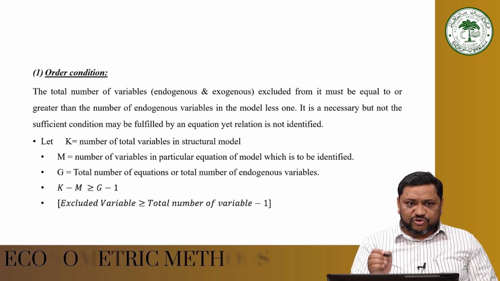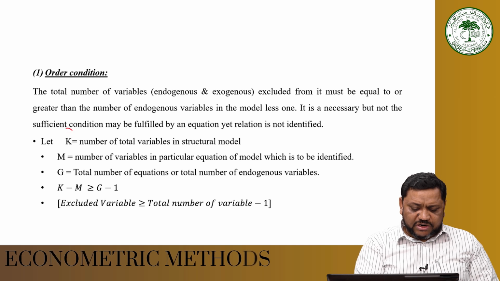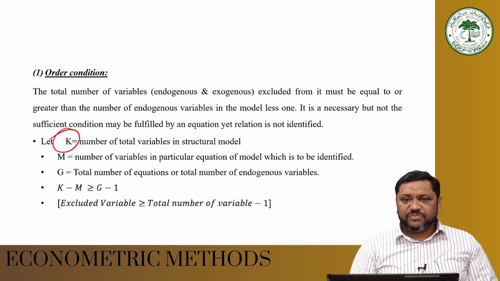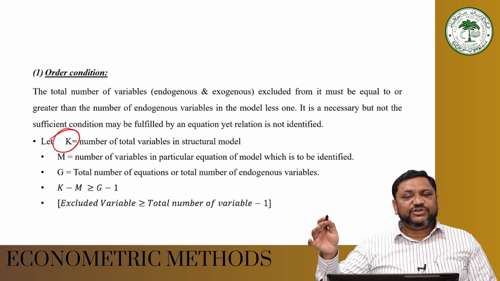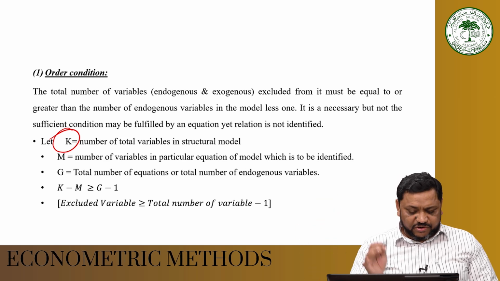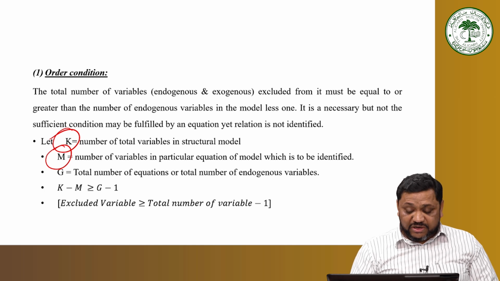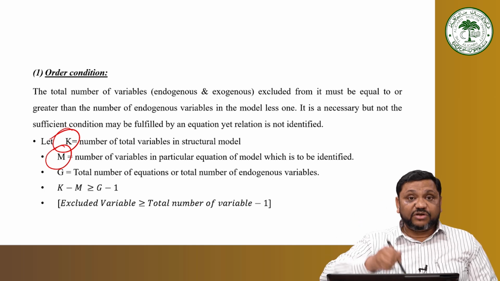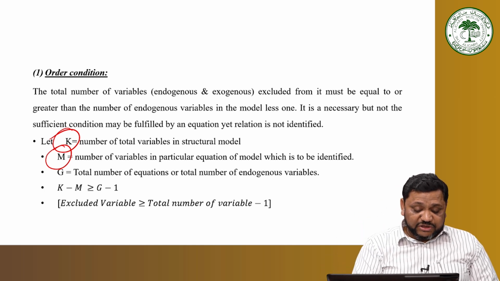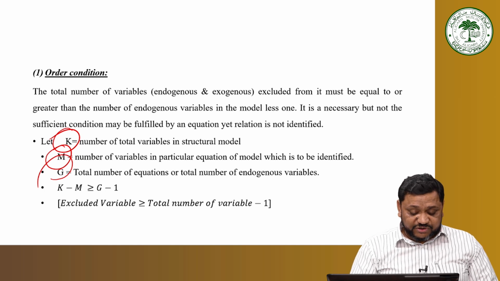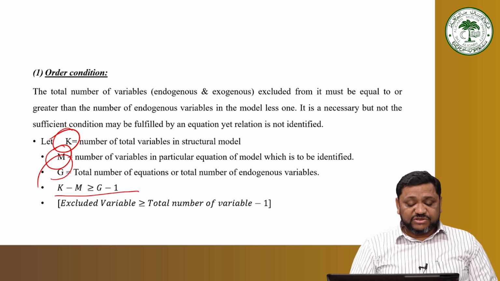Now, there are a few terminologies used in the order condition. K is the number of total variables in the structural model, not in the reduced form. Reduced form identification is a different process; we will see that later. M is the number of variables in the particular equation which we are trying to identify. G is the total number of equations, and one of the formulas is G minus M.